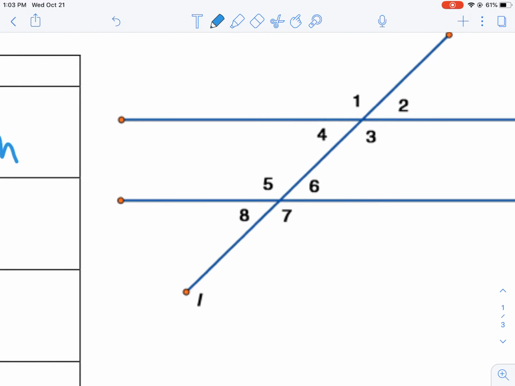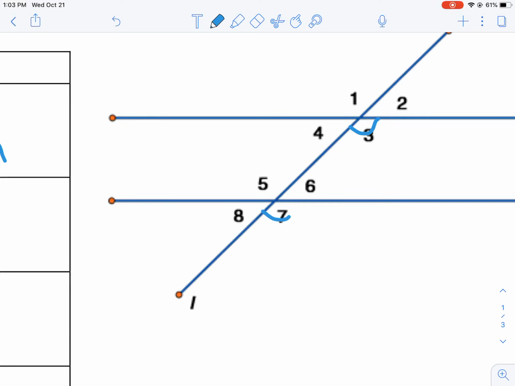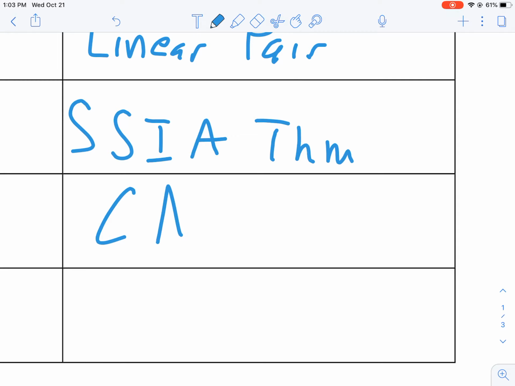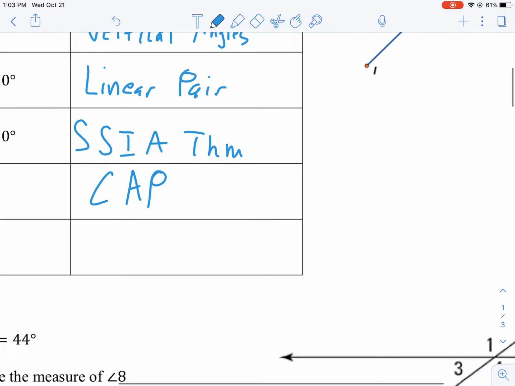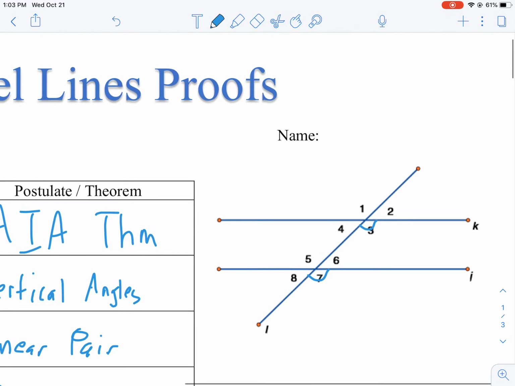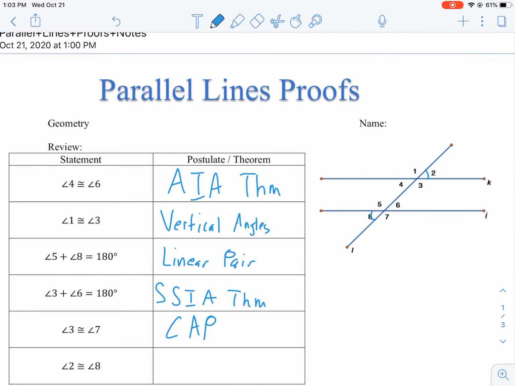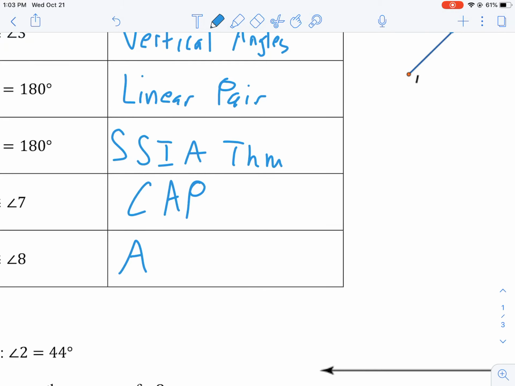We got 3 is congruent to 7, okay? So those are the ones that are corresponding to each other, right? They're both in the bottom right of their quadrant, so we call that corresponding angles postulate, CAP. And the last one we have is angle 2 is congruent to angle 8, so those would be alternate exterior angles. So that'd be alternate exterior angles theorem.